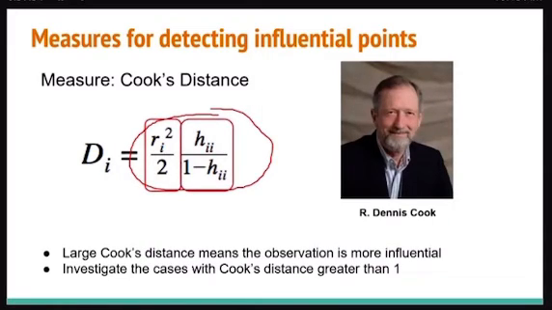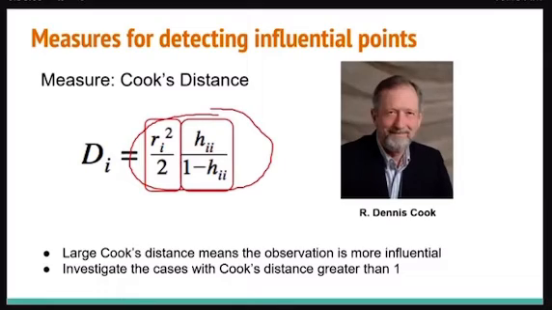Now, take a look at this. A large Cook distance means the observation is more influential. And what is the threshold? We need to investigate the cases with Cook distance greater than 1. This is the formula to find the Cook distance.